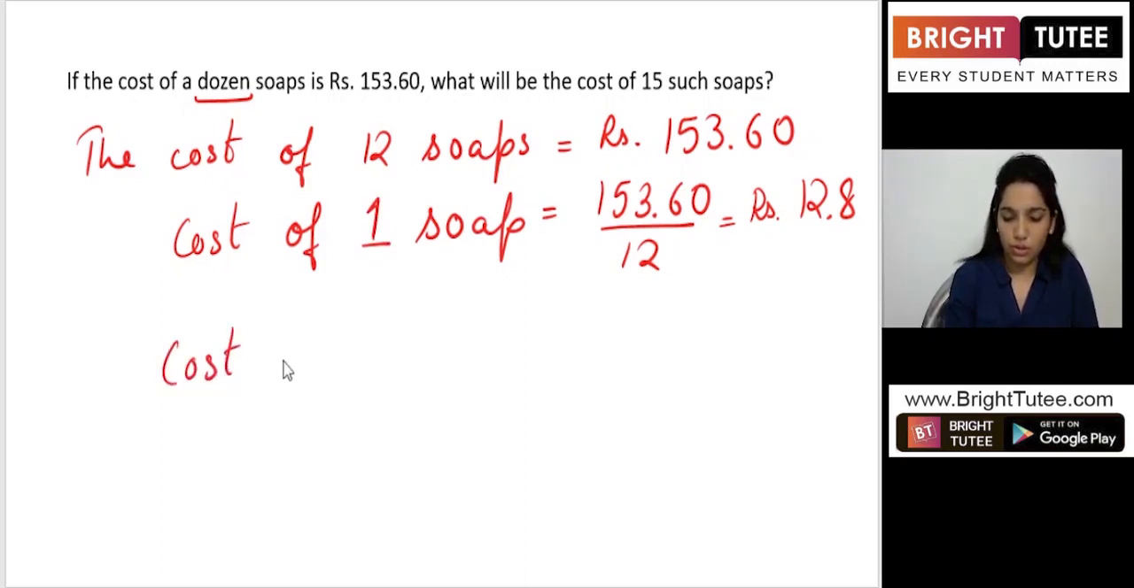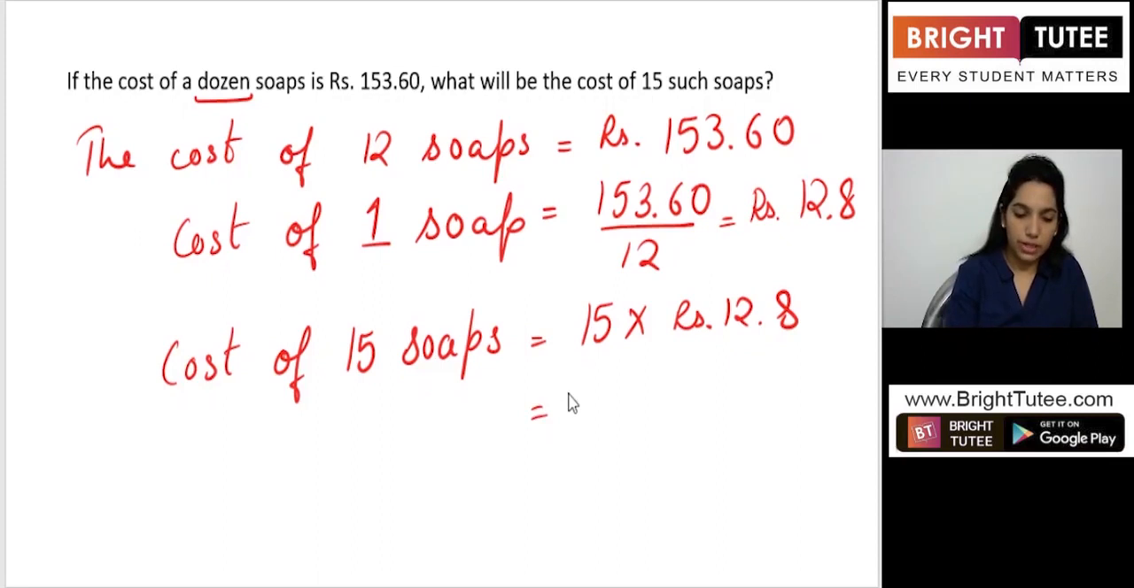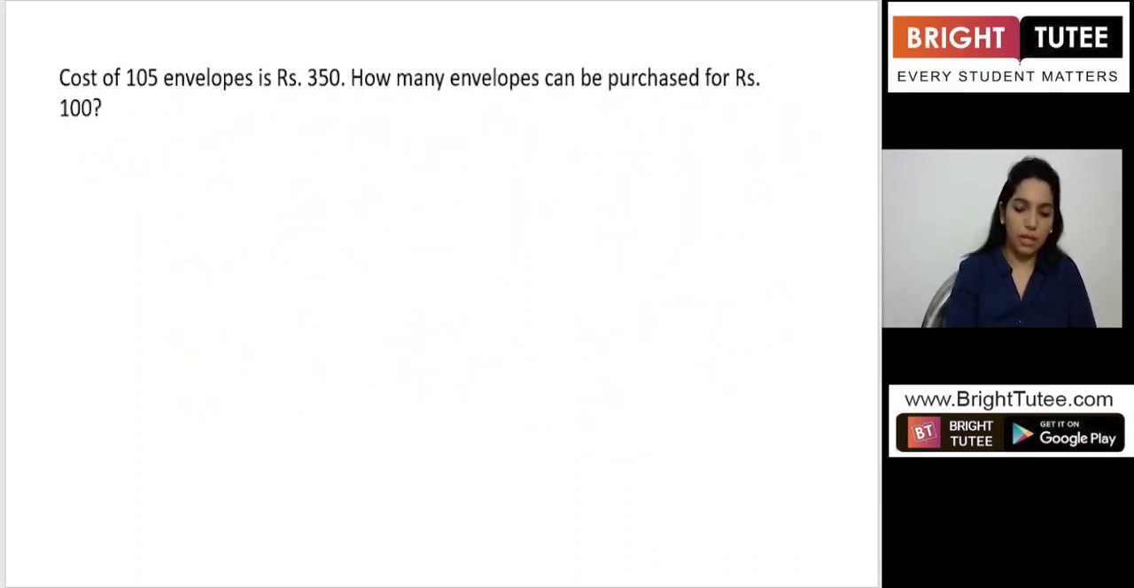Now, if we know the cost of 1, let us find the cost of 15 such soaps. So the cost of 15 soaps is equal to 15 multiplied by the cost of each soap, that is 12.8. Now 12.8 multiplied by 15 is rupees 192. Okay. Now let us do the other one. It says the cost of 105 envelopes is rupees 350. How many envelopes can be purchased for rupees 100?